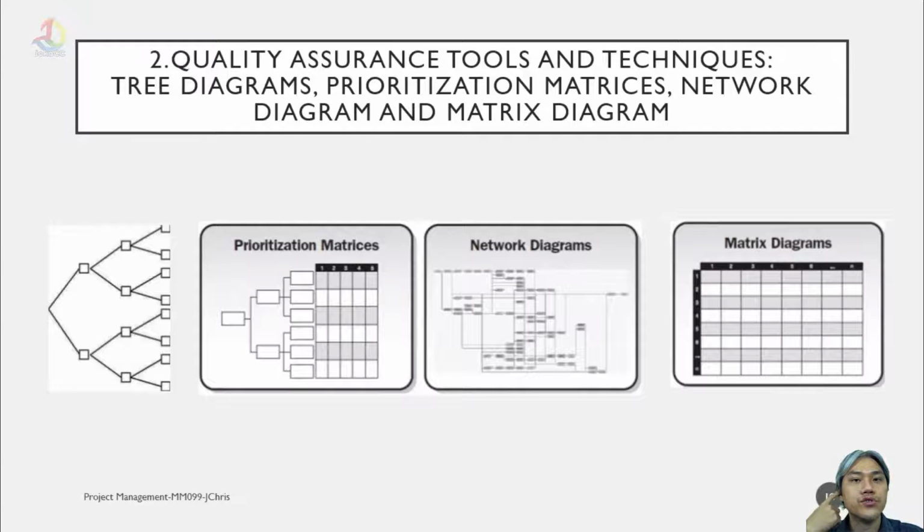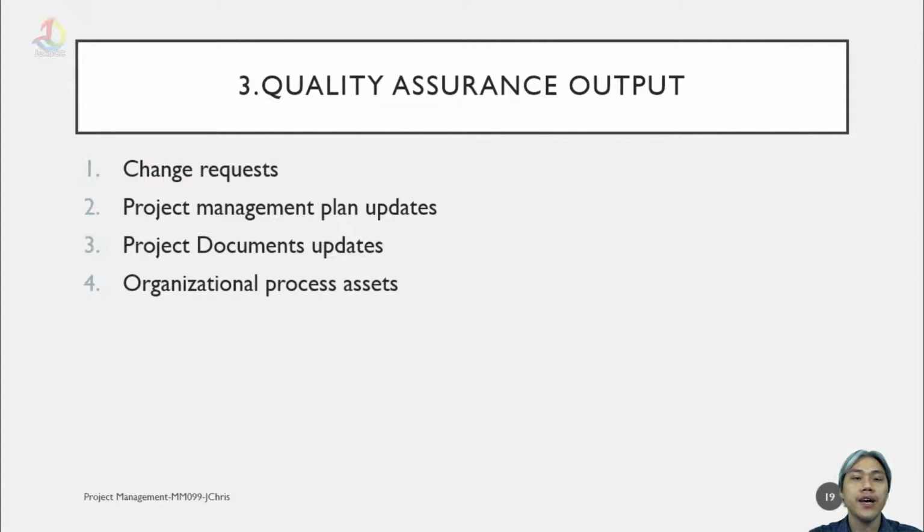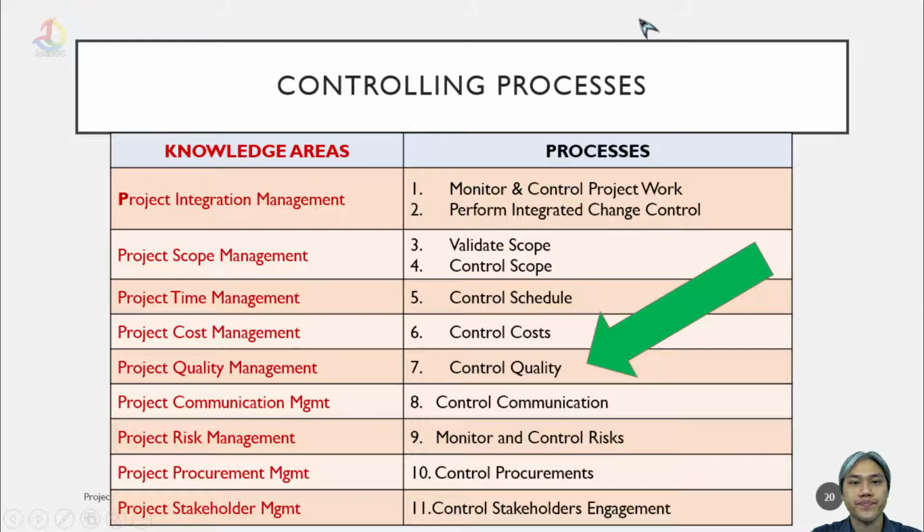There are other tools and techniques such as tree diagrams, prioritization matrices, network diagrams, and matrix diagrams. You can implement one or more in the project according to the project specification and needs. Now, the quality assurance output is change requests, project management plan updates, project document updates, and organizational process assets. That is for the quality management in the executing process group.